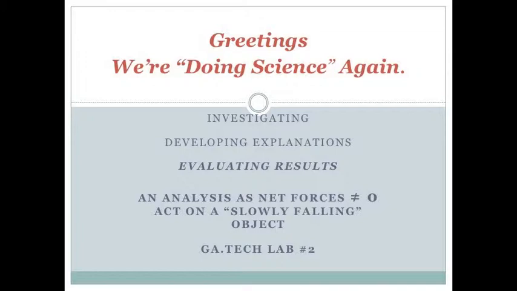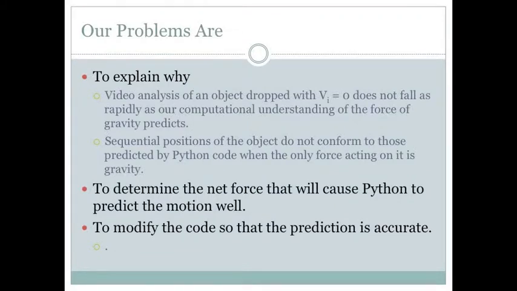The problem, the goal of our work, is to analytically explain why our object falls less quickly than it would if acted on only by the gravitational pull of the Earth. With that information, we're to modify the code of our Python model until its prediction aligns with our actual data.